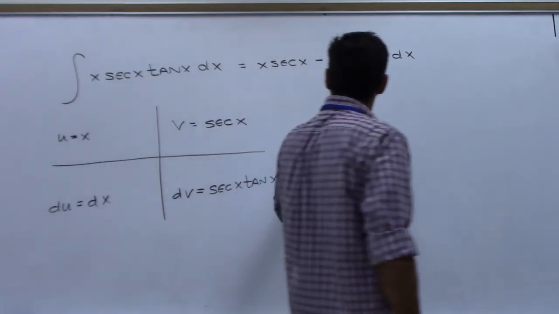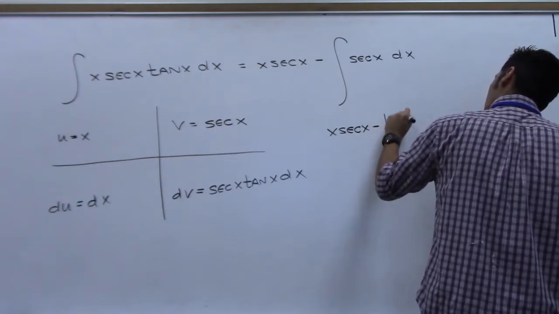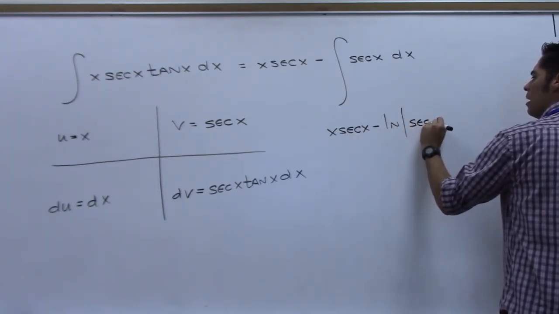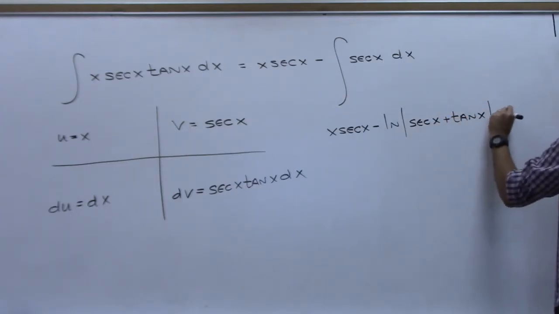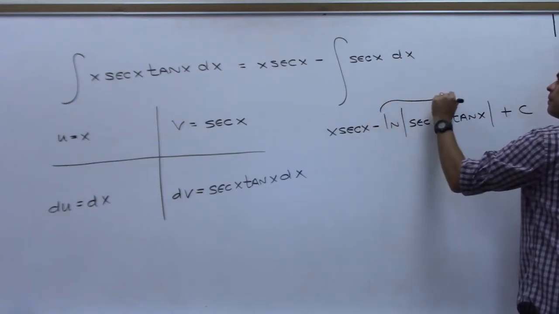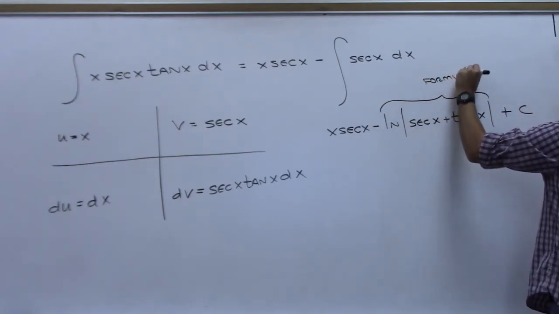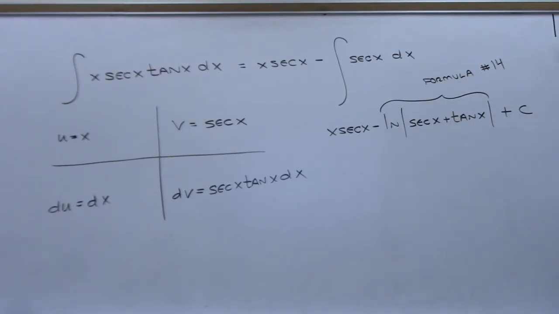Yeah, so this would be x secant x minus the natural log of the absolute value of secant x plus tangent x, plus c. So this right here is formula 14 on there.